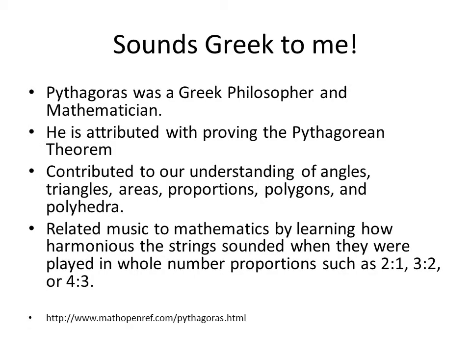Okay, so the Pythagorean Theorem sounds a little Greek, which it actually is. Pythagoras was a famous Greek philosopher and mathematician. He is attributed to proving this theorem, the Pythagorean Theorem, but he may not have. There's a lot of question as to whether or not he really was the mathematician that people say he was. And he contributed a lot to our understanding of angles, triangles, areas, proportions, polygons, and polyhedra. And if you don't know what that is, it's a good Google word for you.